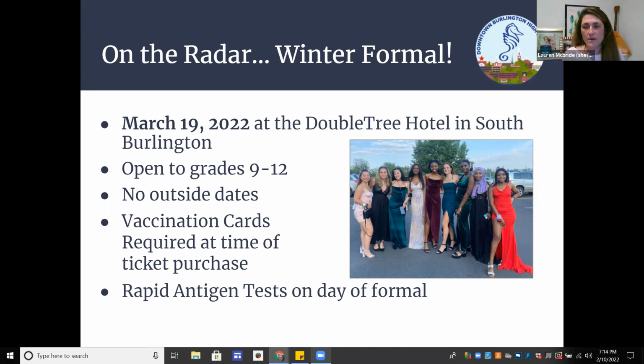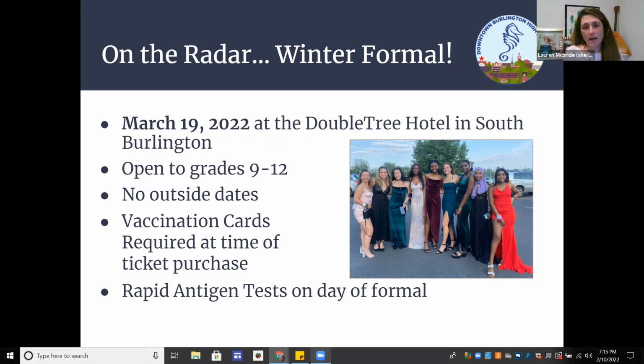vaccination cards that will be needed at the time of purchase. I want to thank our community, and those that have sent their updated vaccination cards as we moved through the last month or so. I know that our nurses have that, but in terms of our winter formal, we will be requiring vaccination cards at the time of ticket purchase.